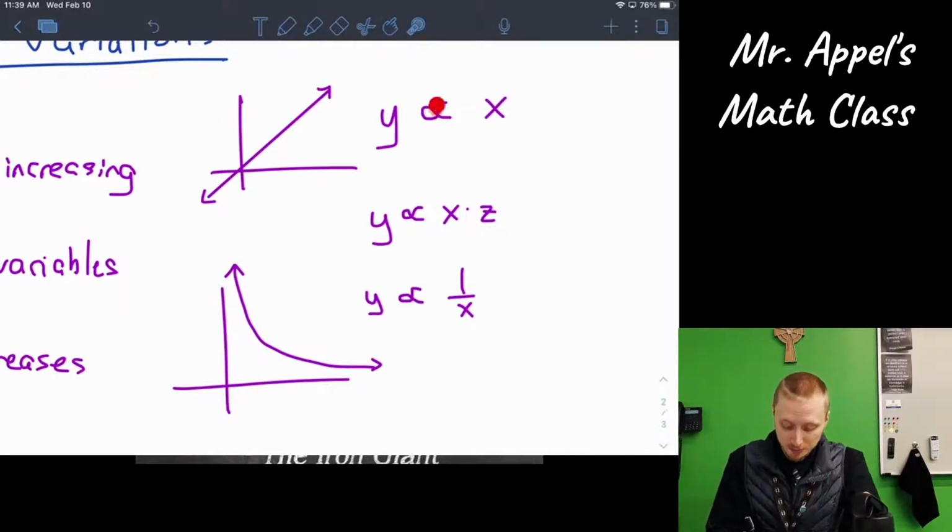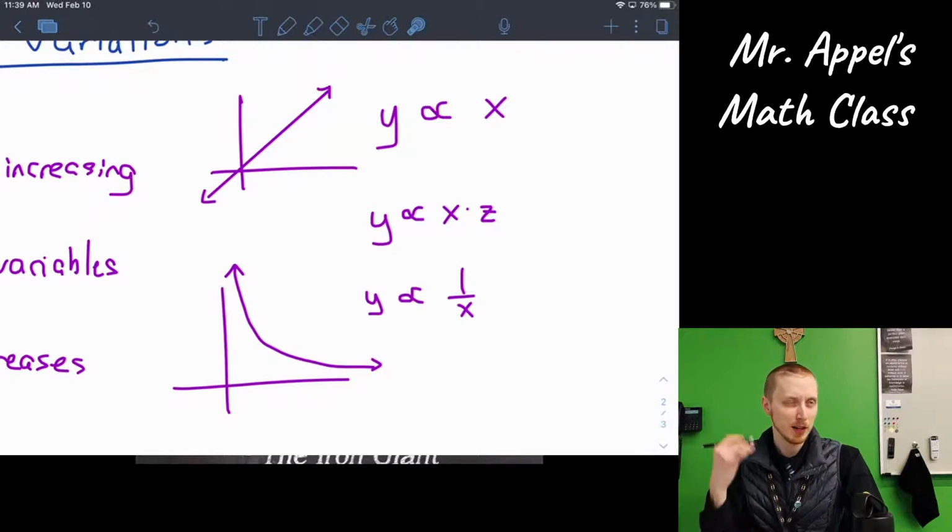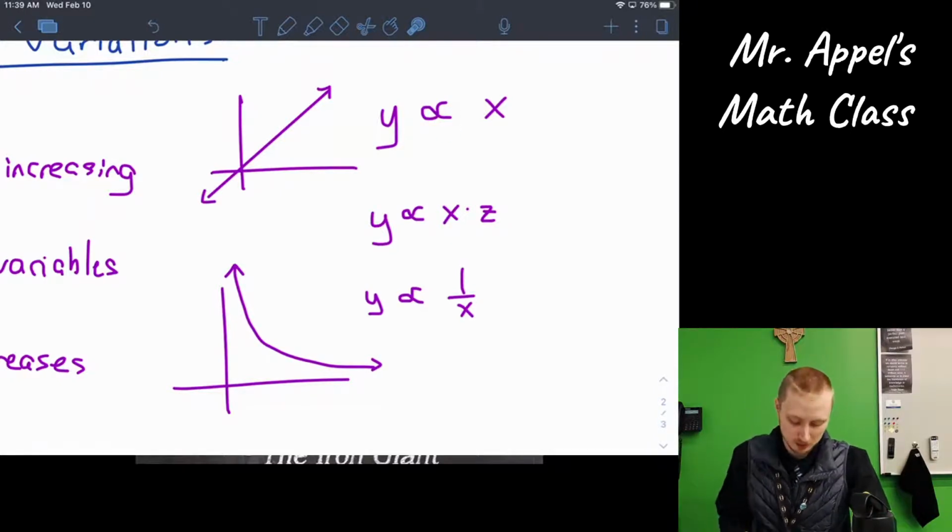This little symbol means proportional to. We're not talking about an actual equation just yet. We're just talking about the relationship, okay? It is still a multiplicative or a divisional thing. If x increases, in order to maintain a potential equation, y must increase.